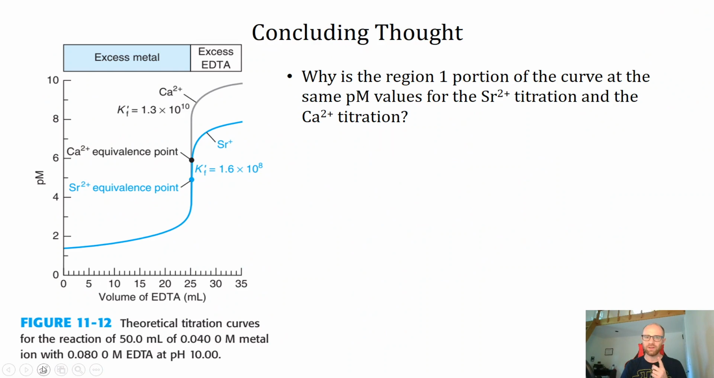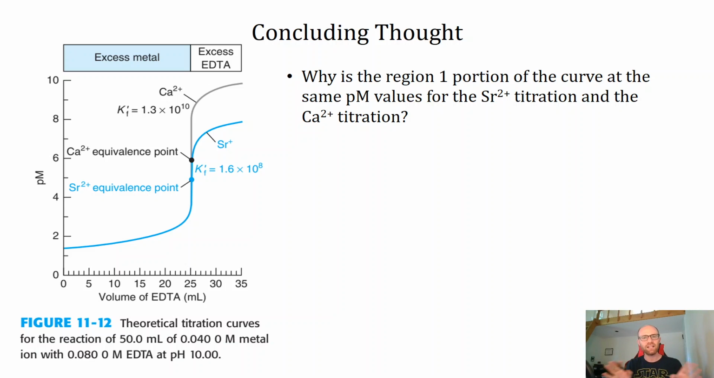So just one final thought, taking a look at this. I found this is figure 11-12 in the book, and a thought I wanted to leave you with is, why is it that in region 1, both of the lines are actually on top of each other? Actually, you know what? I'm going to start with this in the next video.